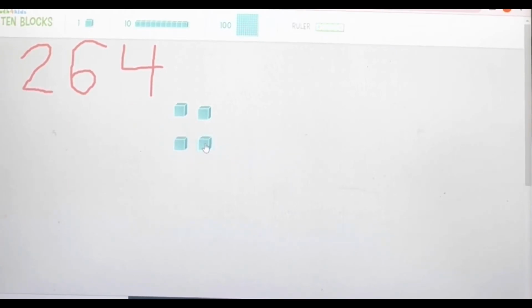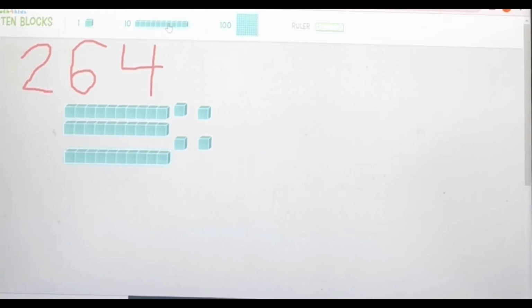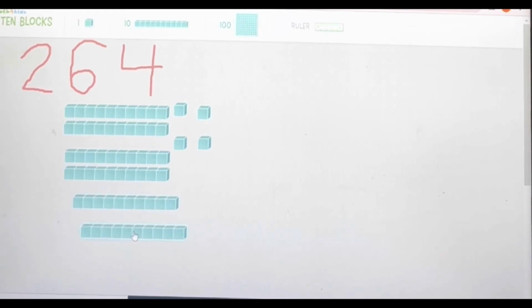Alright. Now, next step, I'm going to take out my 6 tens blocks. I'm going to count by tens as I'm bringing out the tens blocks. 10, 20, 30, 40, 50, 60.